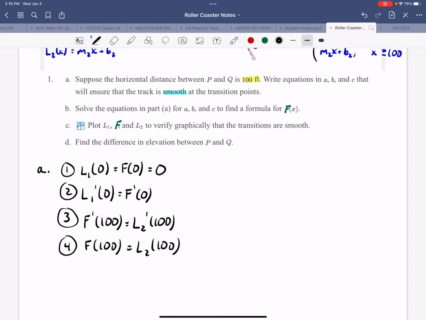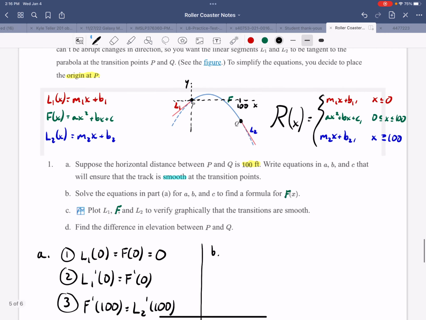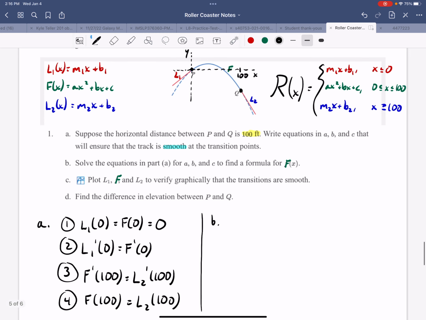Okay. So I know it's not quite nice. You'd like to do L1, L1 prime, F prime, but it turns out this is the way to do it so that you can solve for your variables. So your job is then to write out the equations more explicitly and solve for them. And we're going to do that right now for part B. For part B, to solve the equations for A, B, and C, and find a formula for f of x, let's also find m1, b1, m2, and b2.